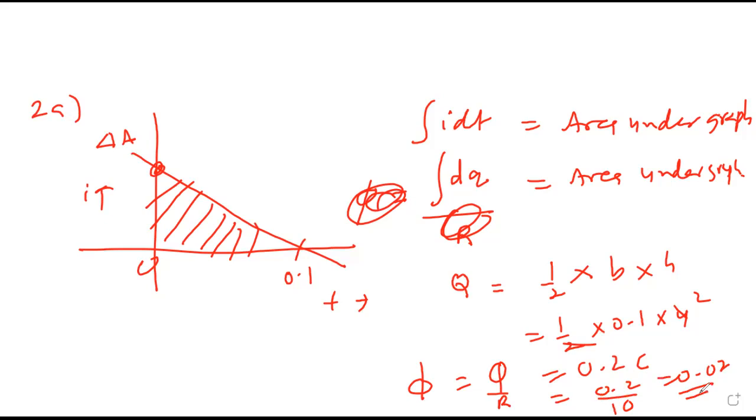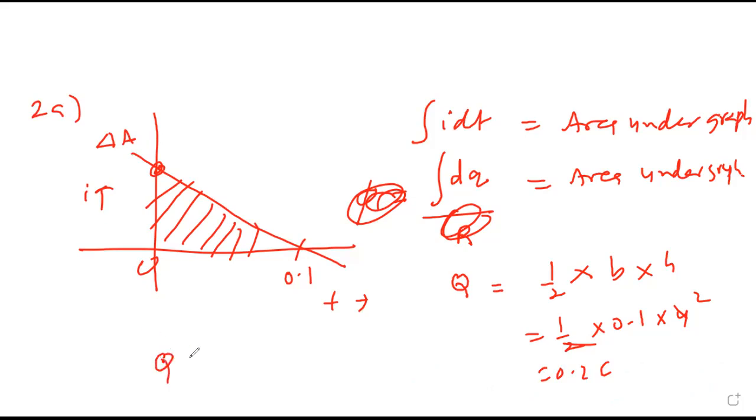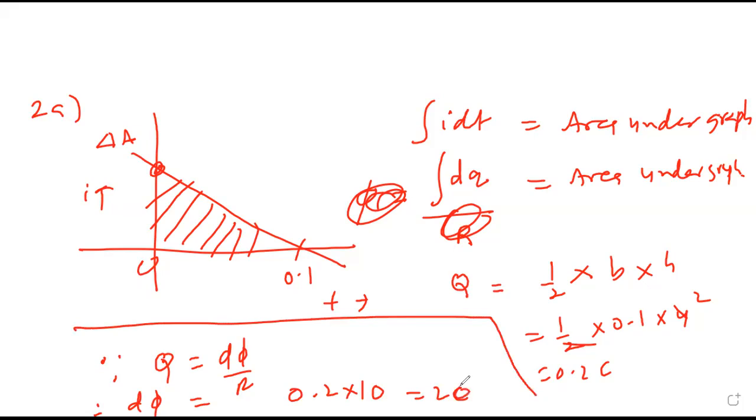Very important sum. No, wait a minute, I made a mistake. The charge we got is 0.2 coulomb total charge. Charge is change in flux upon R. Therefore, total flux change is Q into R, 0.2 into 10, that is 2 Weber. This is the answer. 2 Weber, A option.